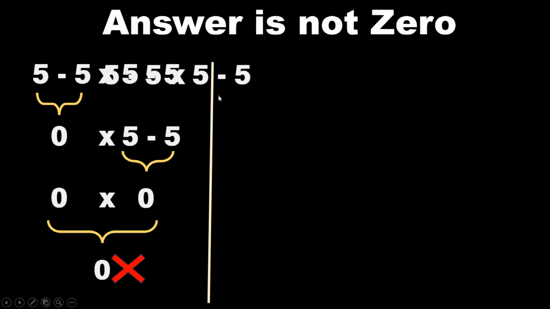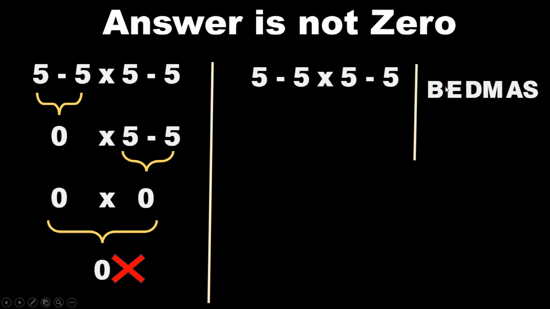Part 2, the right way using BODMAS. To solve this correctly, we must use the proper order of operations, BODMAS: brackets, exponents, division, multiplication, addition, and subtraction. In this expression there are no brackets, exponents, or division.